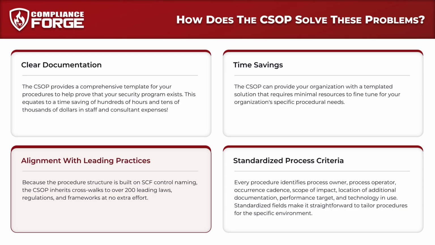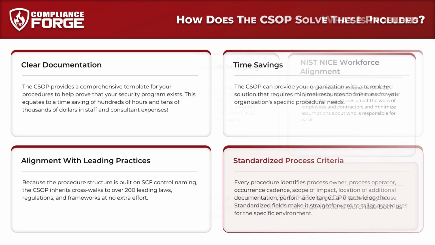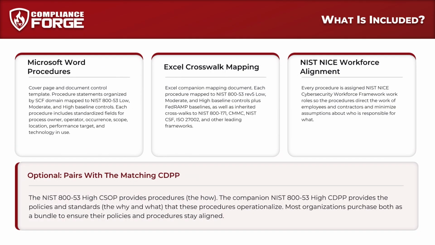The third is alignment with leading practices. Because the procedure structure is built on SCF control naming, the CSOP inherits crosswalks to over 200 leading laws, regulations, and frameworks at no extra effort. And the fourth is standardized process criteria. Every procedure identifies the process owner, the process operator, the occurrence cadence, the scope of impact, the location of additional documentation, the performance target, and the technology in use. So what do you actually receive?